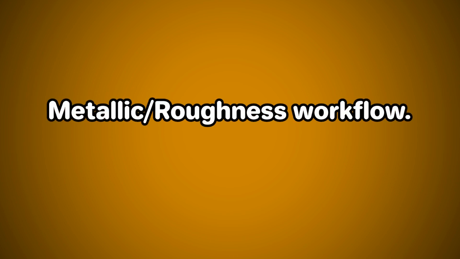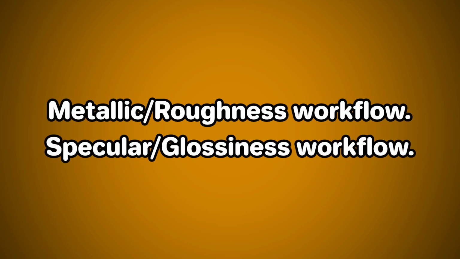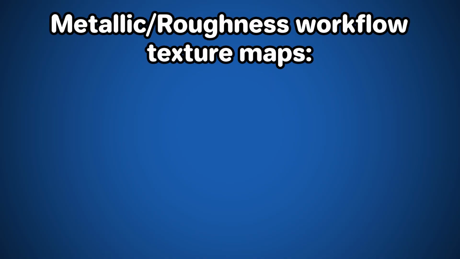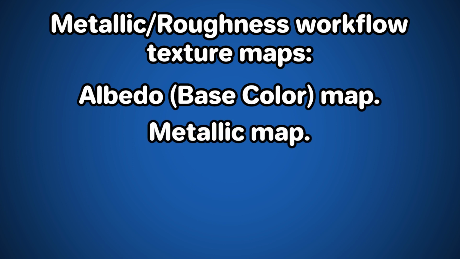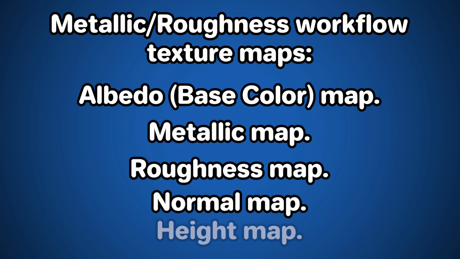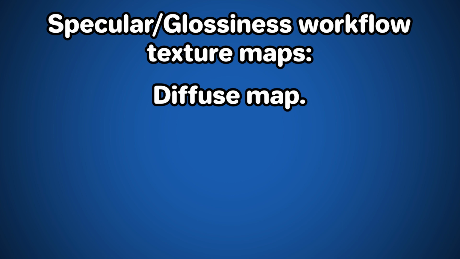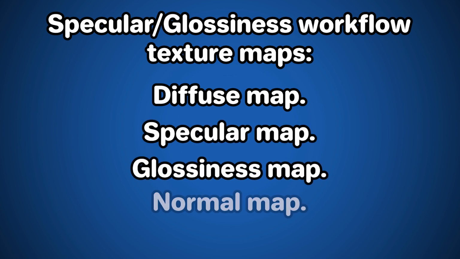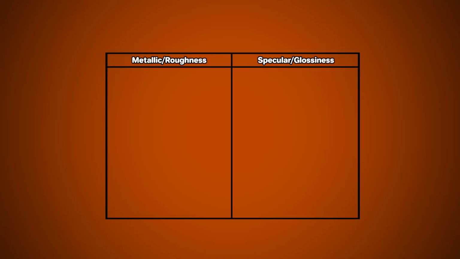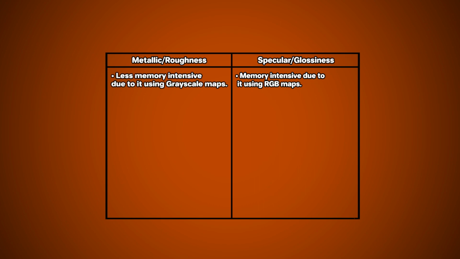We have two types of PBR workflows: the metallic roughness workflow and the specular glossiness workflow. The metallic roughness workflow uses the following maps: albedo map, metallic map, roughness map, normal map, and a height map. While the specular glossiness workflow uses the following maps: diffuse map, specular map, glossiness map, normal map, and a height map. The difference between metallic roughness workflow and the specular glossiness workflow is that specular glossiness is memory intensive because it is using RGB maps, while the metallic roughness workflow is more optimized due to it using grayscale maps, which is less memory intensive and easier for the computer to calculate.